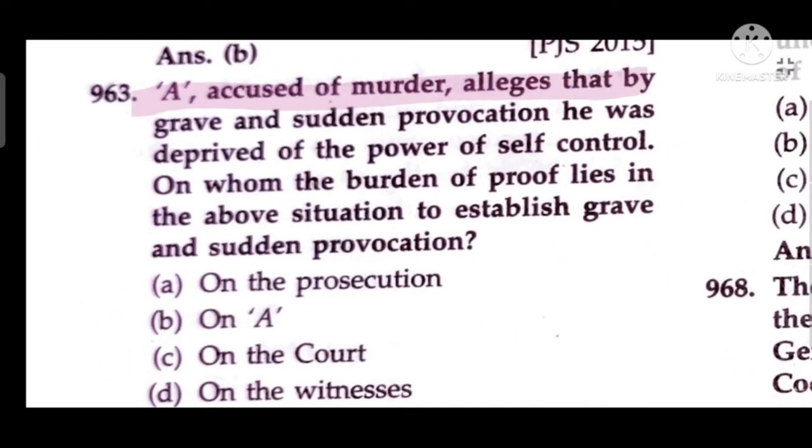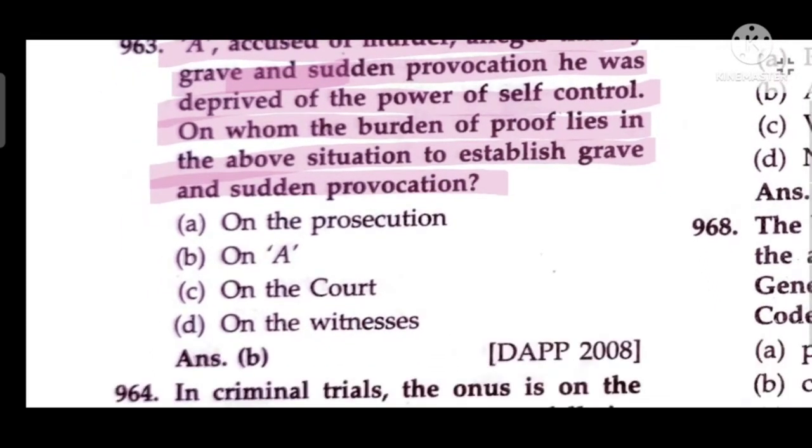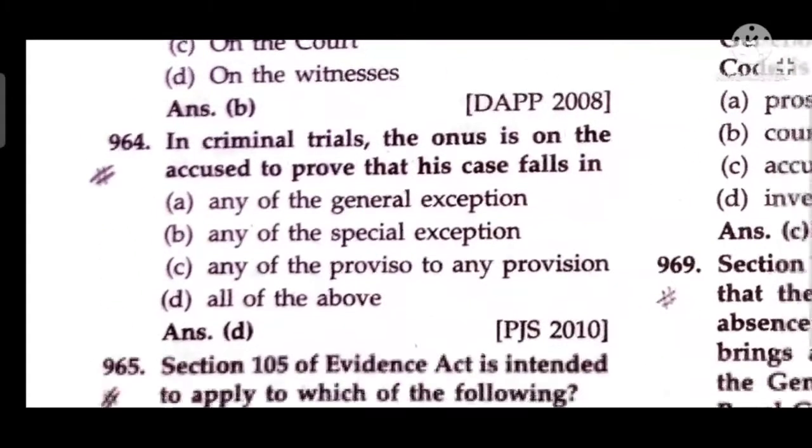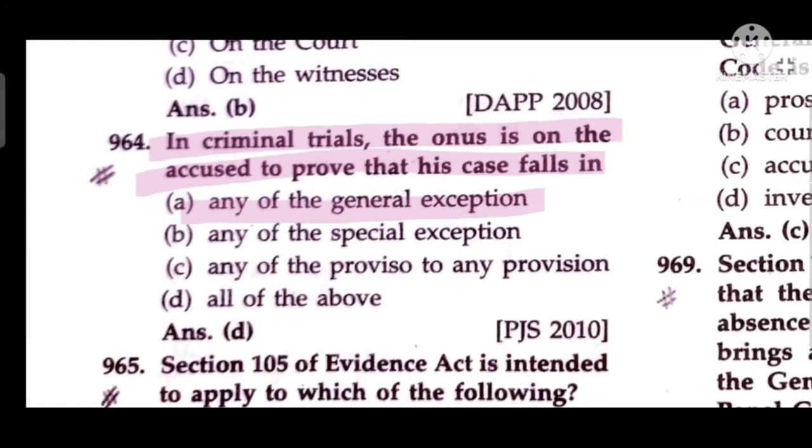A, accused of murder, alleged that by grave and sudden provocation he was deprived of the power of self-control. On whom does the burden of proof lie in the above situation to establish grave and sudden provocation? On A. In a criminal trial, the onus is on the accused to prove that his case falls in any of the general exceptions, any of the special exceptions, or any of the provisions.